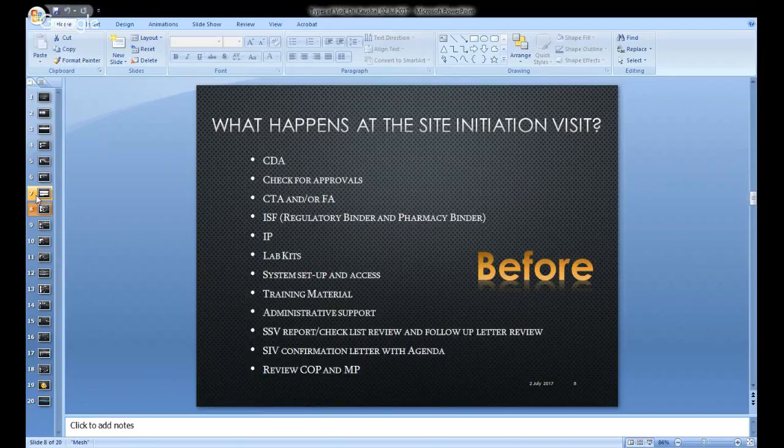So over here, ensure that your ISF is sent across to the site.